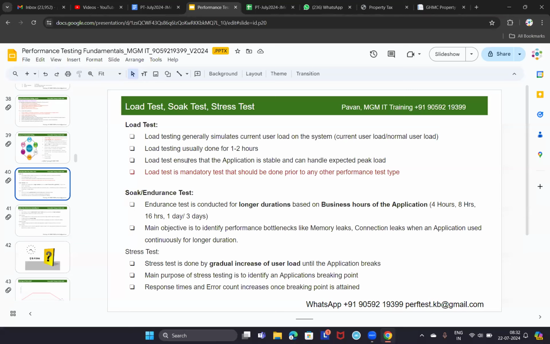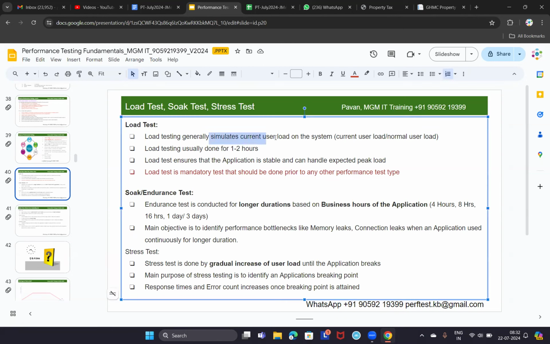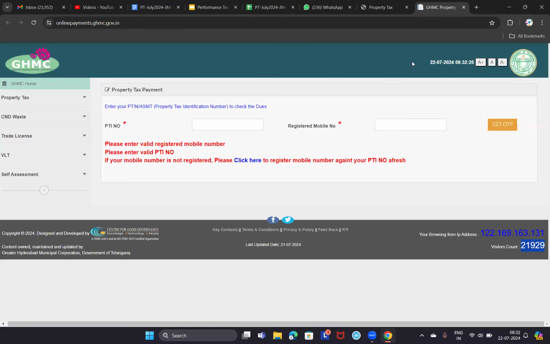So load testing is done for 1 to 2 hours, and it ensures that the application is stable and can handle expected peak load. Expected peak load means, if you take this GHMC website example, the peak load will be around 35 to 40,000. If possible, I'll check that at around 11 o'clock. Anyways, you are not checking, right? I'll check at 11 or 12 o'clock and share you a screenshot of this.